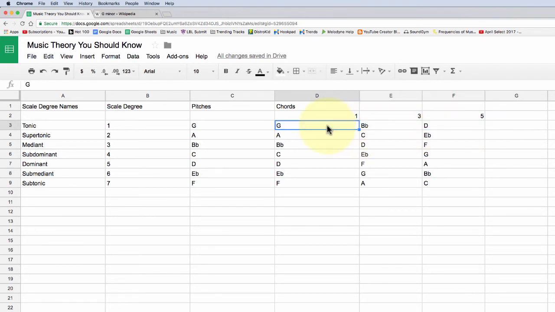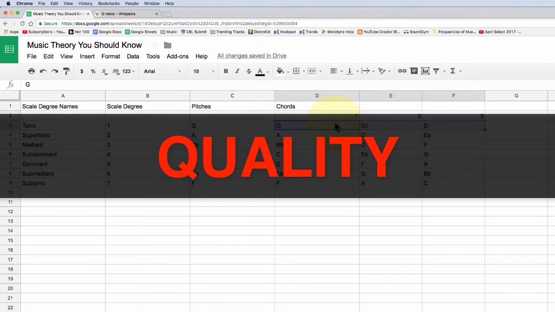But how do I know that it's minor? Now you might say, well, we're in the G minor scale. It's just kind of obvious. Well, it's not obvious. How do I know that this is a B flat major chord? How do I know this is an E flat major chord? How do I know this is a C minor chord? This is a D minor chord. All right, in other words, what we need to do is determine the quality of a chord.